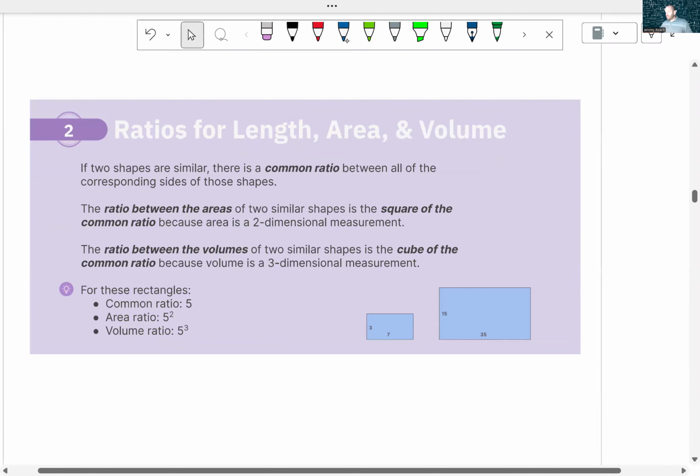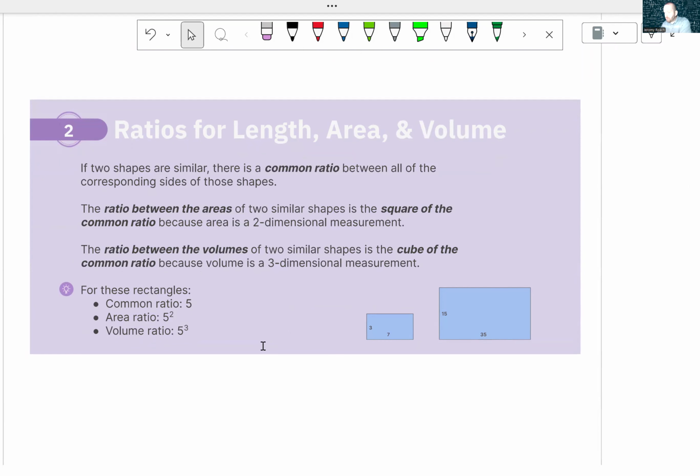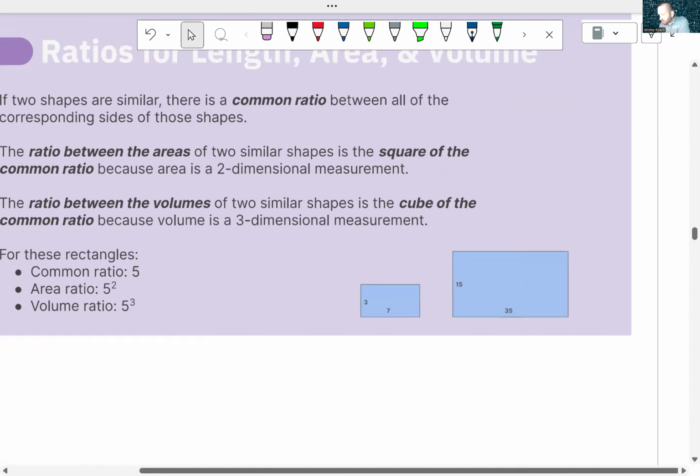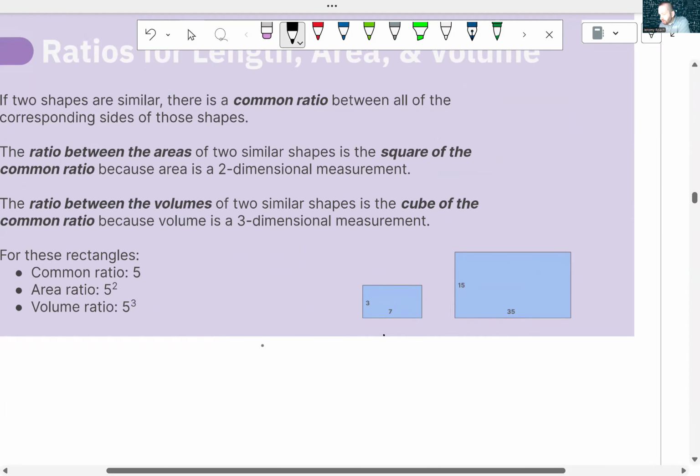So now we're going to go over ratios for length, area, and volume. We can talk about the ratios based on these three different properties. For this small rectangle going to the larger one, if we look at just the side length, this is 3, this is 15. That means we had to multiply by 5, a scale factor or common ratio of 5. We'd also check the other side to make sure that 7 times 5 equals 35, and it does.